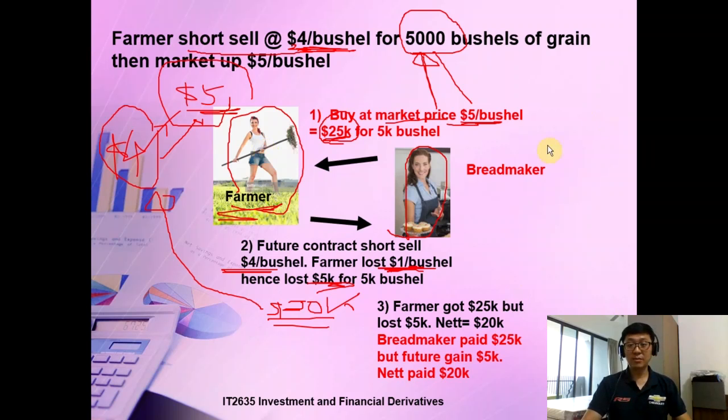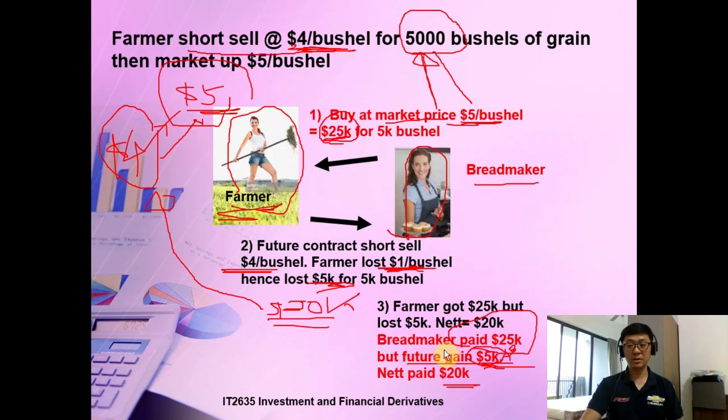So in a way, it's like the farmer hedged the selling price at $4. Whereas on the bread maker side, even though she paid 25K for the whole transaction, because of the futures gain that she has, she also bet on it. Because the farmer sells at $4, the bread maker actually buys at $4, and then she could sell at $5. So she actually gained 5K over here. So the 5K will minus off this, that gives you 20K.